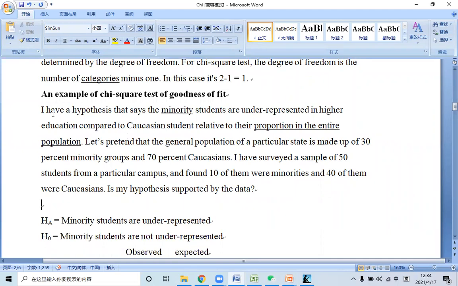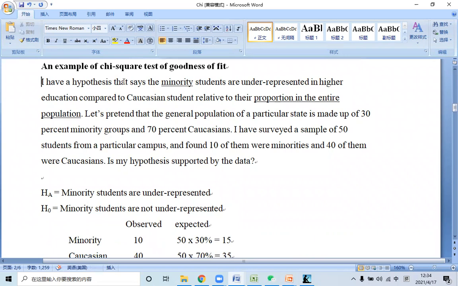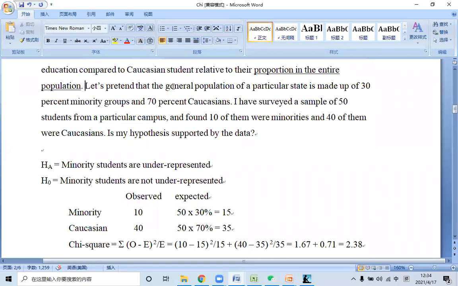Let's start with an example. I have a hypothesis that says minority students are underrepresented in higher education compared to white students, compared to Caucasian students. And this is relative to the proportion in the entire population. Let's pretend that the general population in a particular state in the USA has 30% minority and 70% white people.